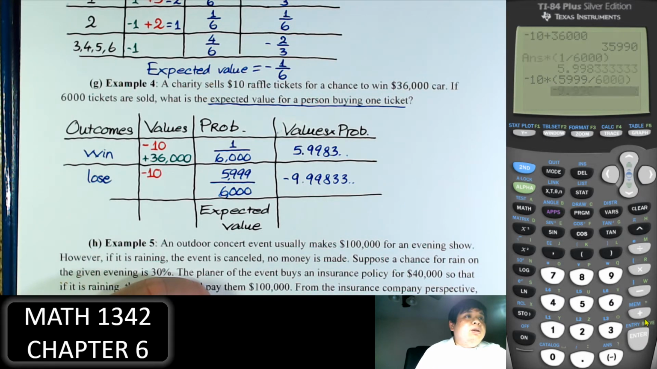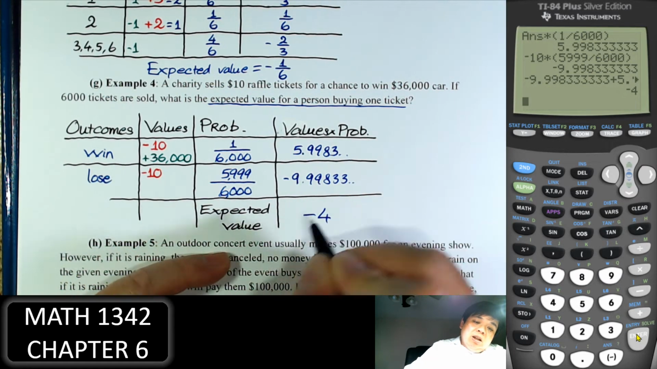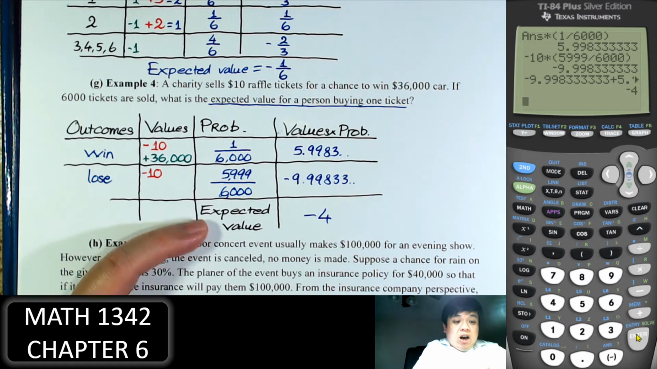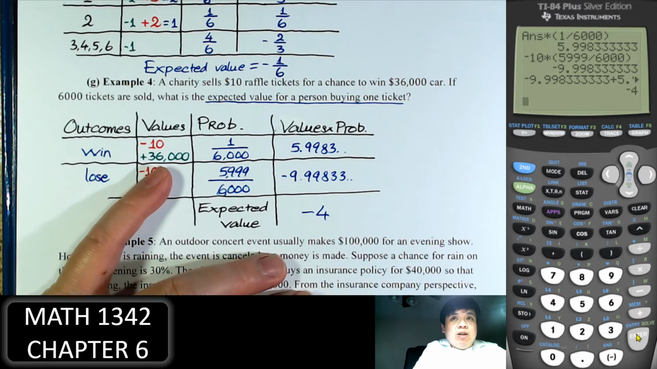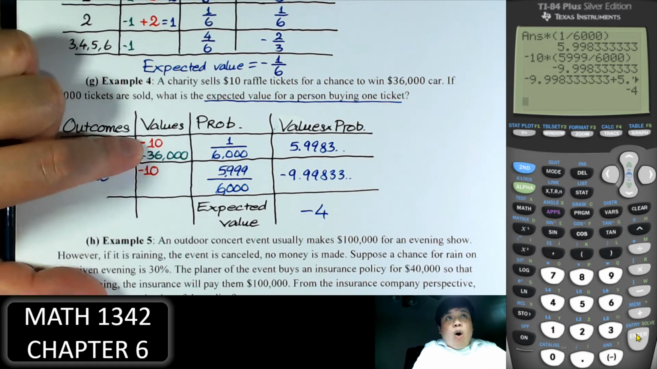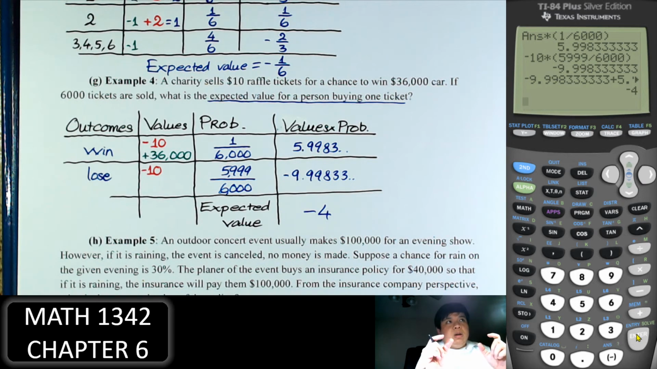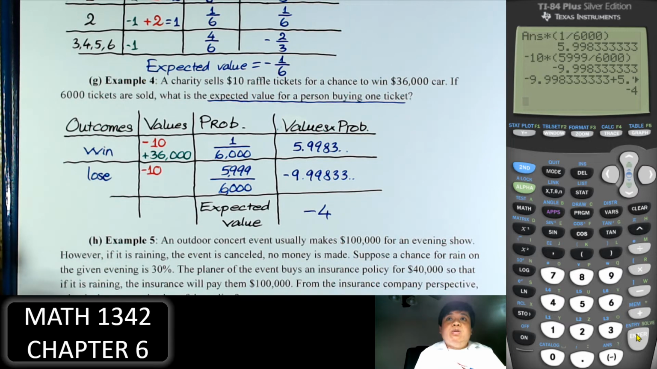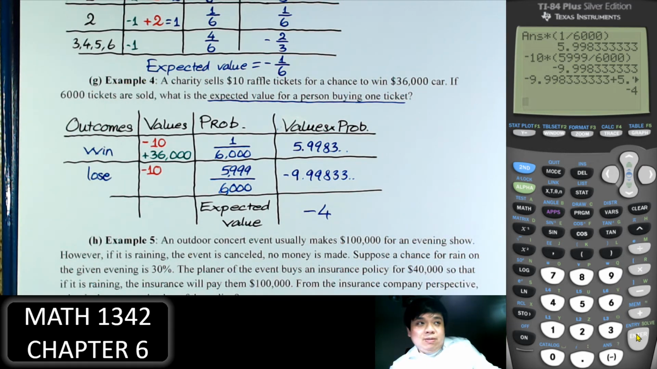So if this number plus that number is negative 4, that means the expected value for each person buying one ticket is negative $4. If you only buy one ticket, you're never going to lose exactly $4. It's either winning, which is a lot, $35,990, or losing $10. Those are the only two outcomes. But in the long run, we lose $4 on each ticket.